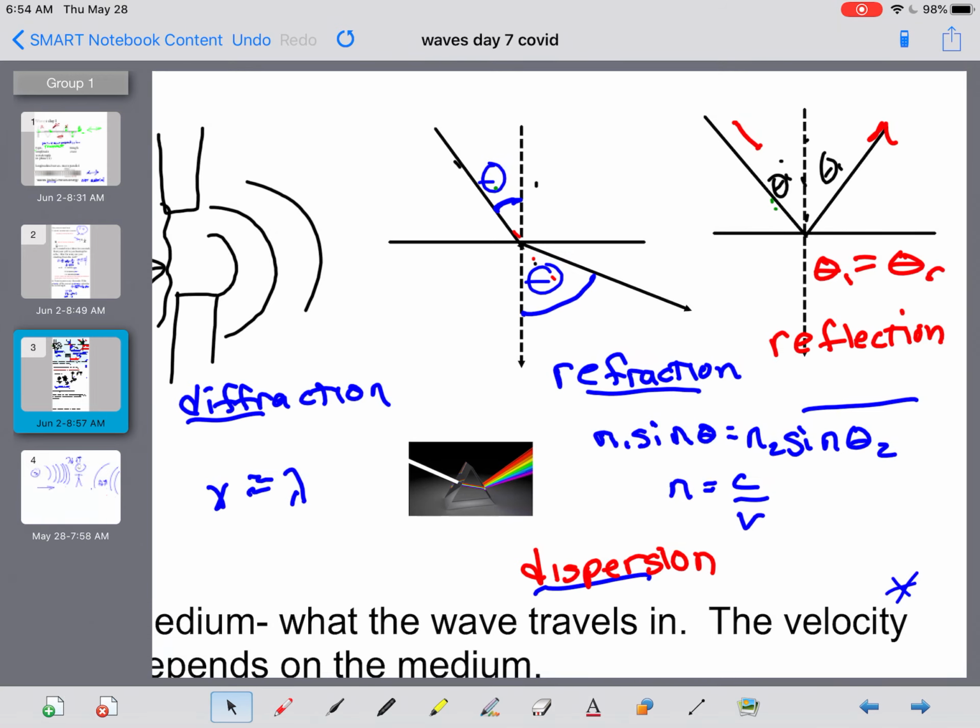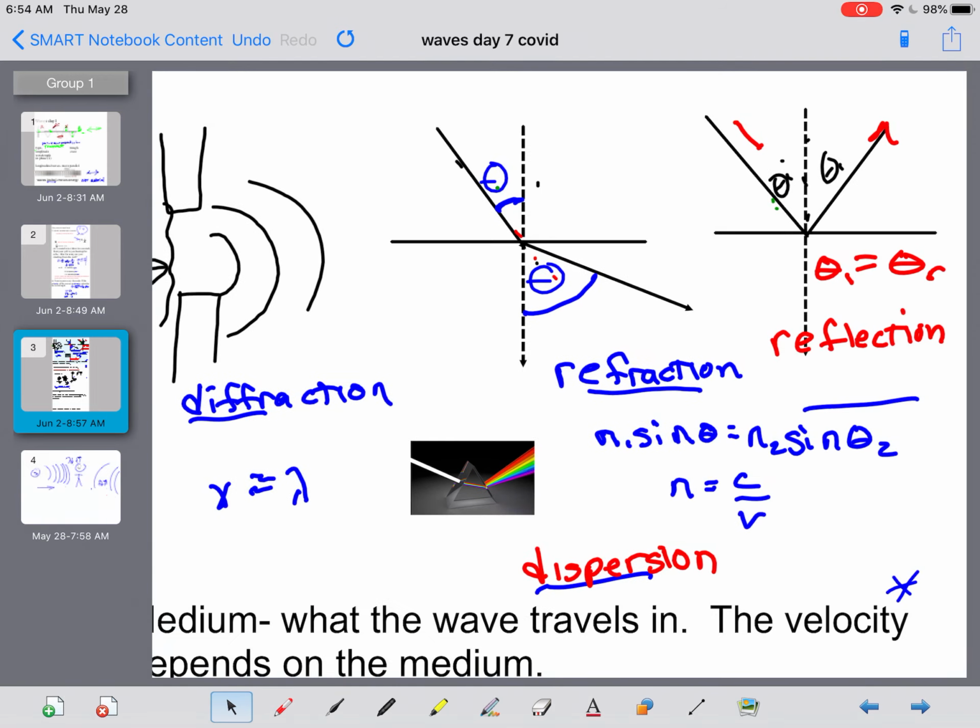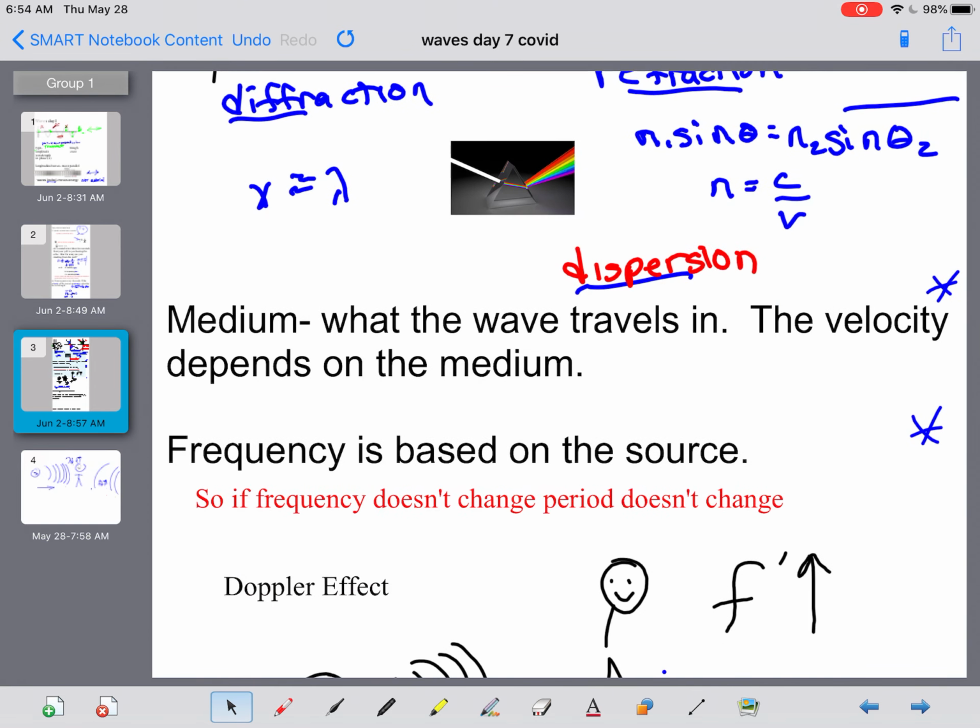Next, I just rewrote the little hint that I gave you before, that velocity is what the wave travels in, velocity depends on the medium, and frequency is based on the source. I added, if the frequency doesn't change, the period doesn't change. That's helpful for multiple choice questions. When they list both of them, if one changes, the other one changes, so typically it's not an answer. That's just a test-taking hint.